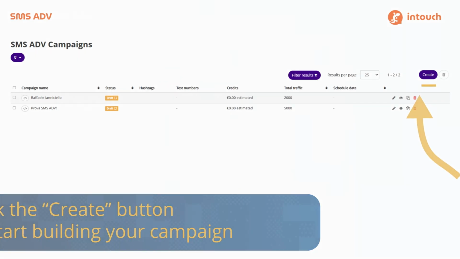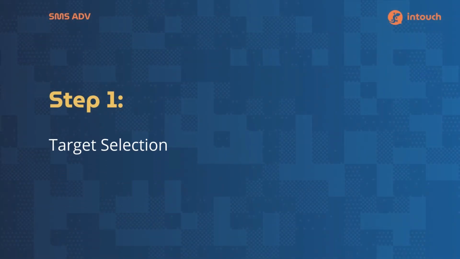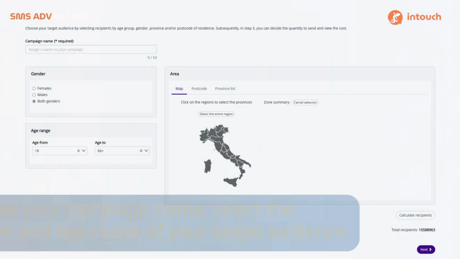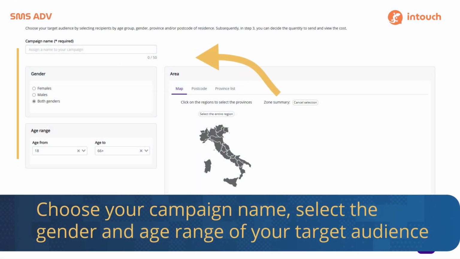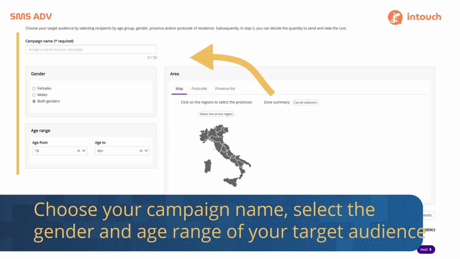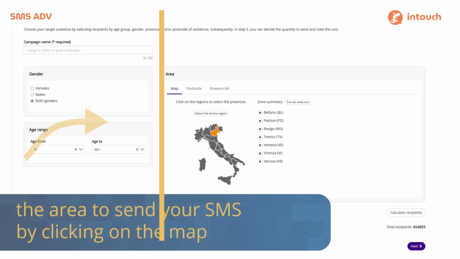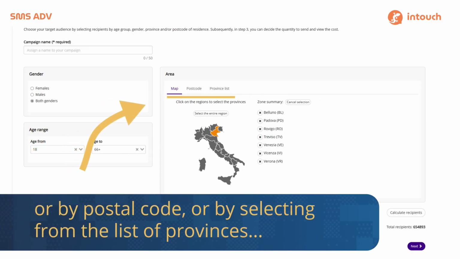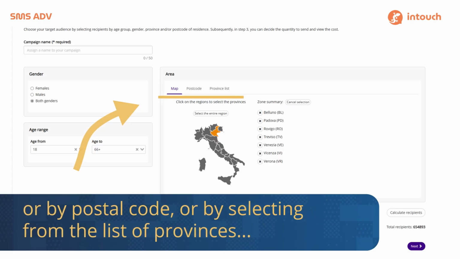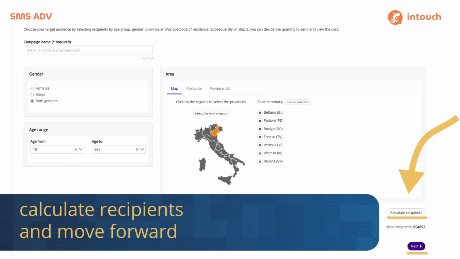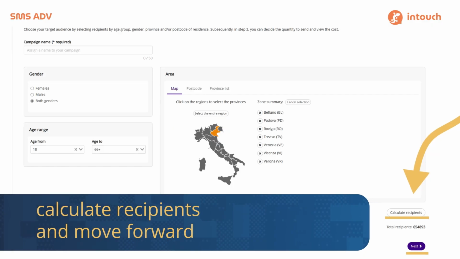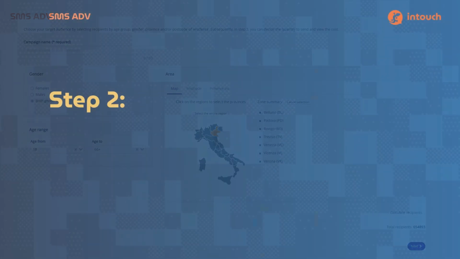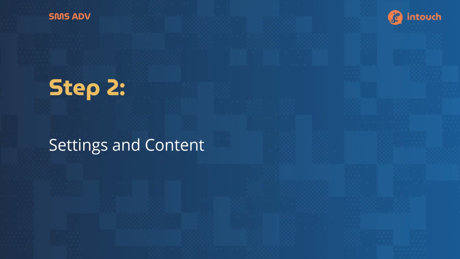The first step is selecting your target audience. Enter the campaign name, then choose the gender and age range of your audience. You can define the geographic area by clicking directly on the map, selecting by postal code, or choosing from the list of provinces. Once your targeting parameters are set, you can calculate the number of recipients and move on. In the second step, you'll configure the settings and message content.